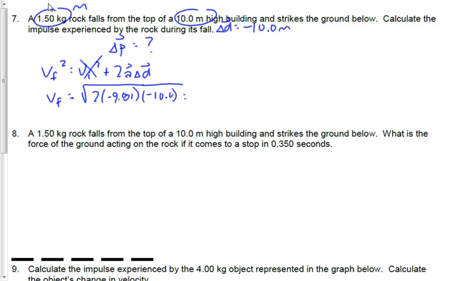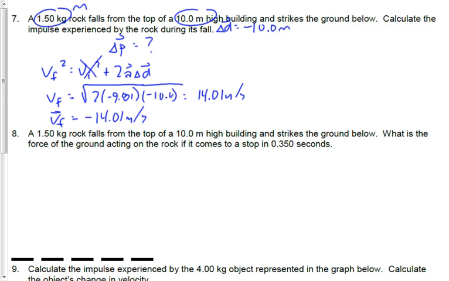Anybody have the value of Vf there? How fast is it moving when it reaches the ground? Yep. 14.01 meters per second. Now that's the final speed. Technically the final velocity wouldn't be 14 meters per second. It would be negative 14.